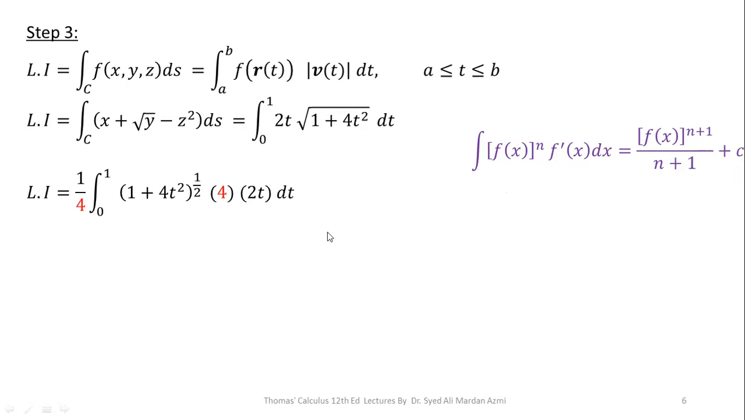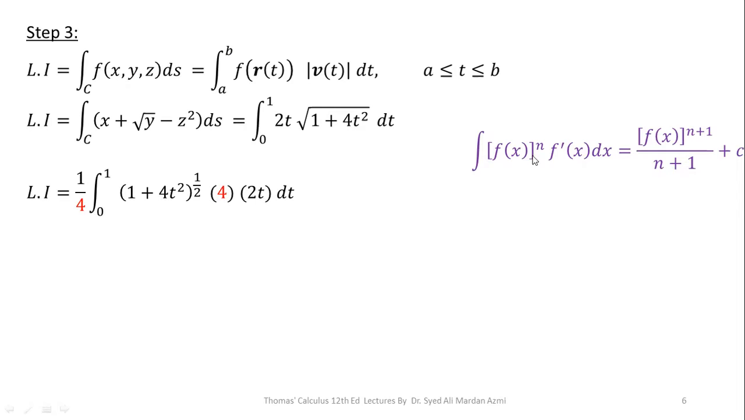So rewriting, and then please note that the derivative of 1 plus 4t square is 8t and we have only 2t. So in order to complete this derivative, I have multiplied by 4, and in order to balance it, I have divided by 4. Now you can see the function inside the power, that is 1 plus 4t square, has its derivative 8t as a multiplier.